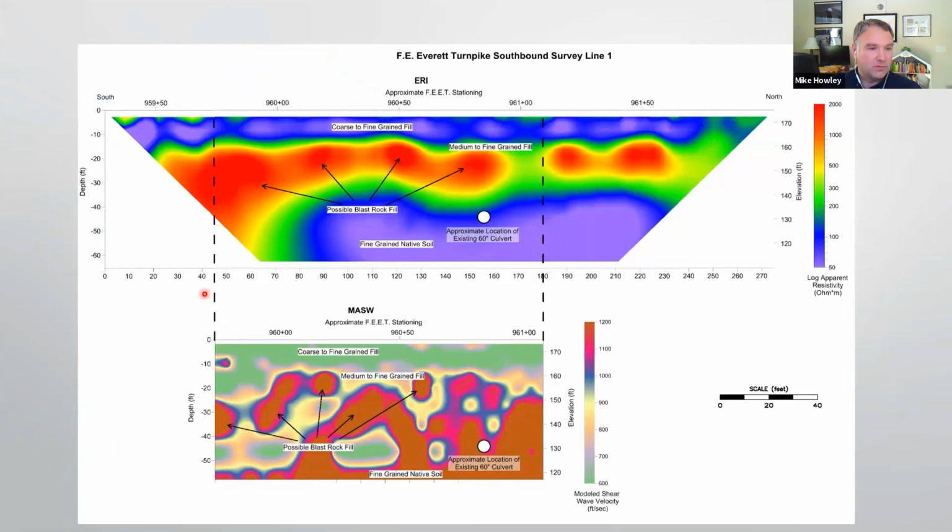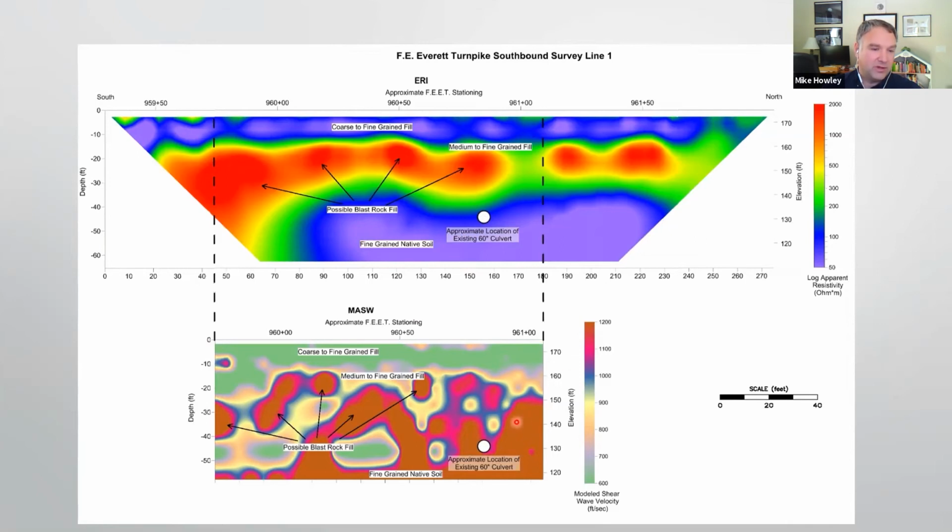All right, so these are the results of survey line 1 that was acquired on the southbound shoulder. The inverted resistivity profile shows the resistivity structure of the subsurface, as well as the MASW profile that was acquired in the same area. This white dot here and here is the approximate location of the existing 60-inch culvert. We interpret the results of the resistivity survey to show high resistivity anomalies that are interpreted to be possible blast rock fill areas present above fine-grained native soils that are a low resistivity anomaly.